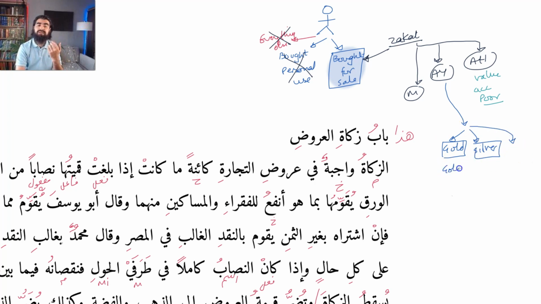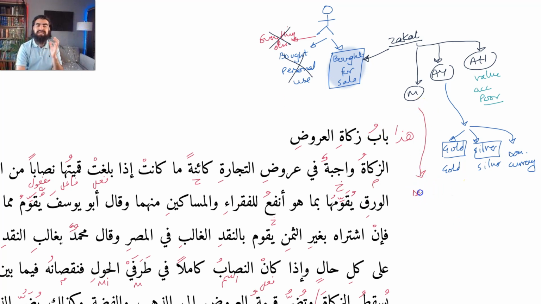Then what? So then he says that you look at the predominant currency in that particular city or country, right? Do they use more gold coins or do they use more silver coins? So whichever one is predominant, that's what you're going to evaluate the item with. Okay, so they say dominant currency. Remember, we're talking about gold and silver currency, yeah?